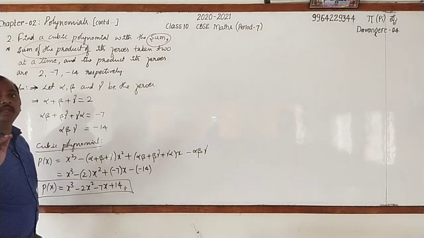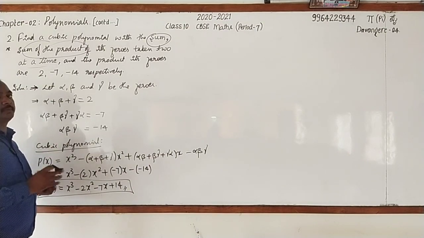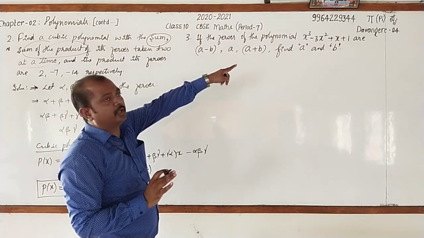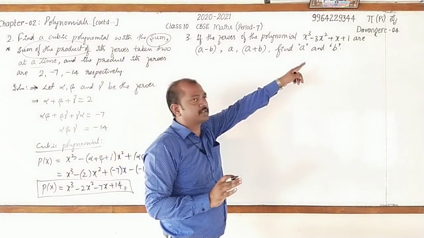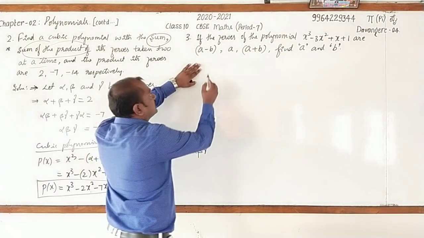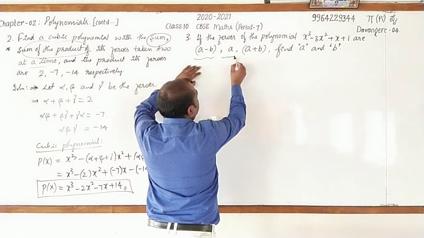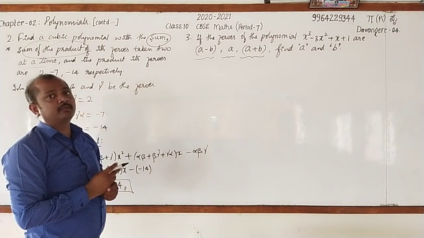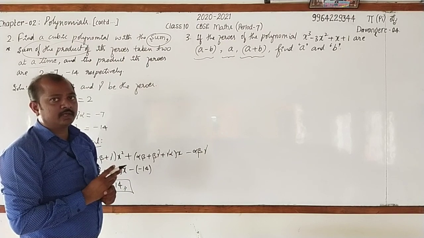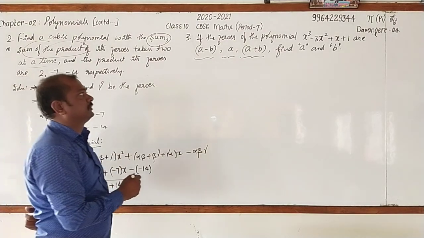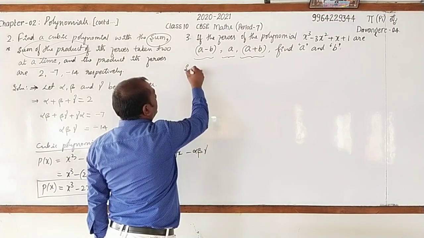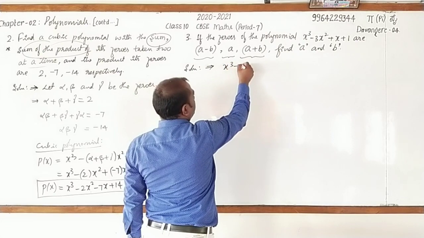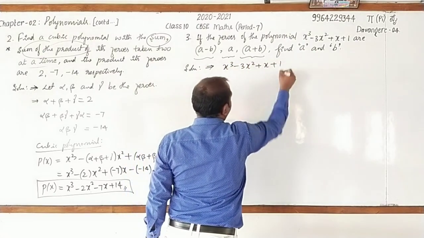After that, we have the last problem of this chapter. Observe this. Third one. If the zeros of the polynomial x cube minus 3x square plus x plus 1 are, these are the three zeros, a minus b, a and a plus b, we have to find out the values of a and b. Did you understand? Observe that. Look here. Here they have given the polynomial. The polynomial is x cube minus 3x square plus x plus 1.